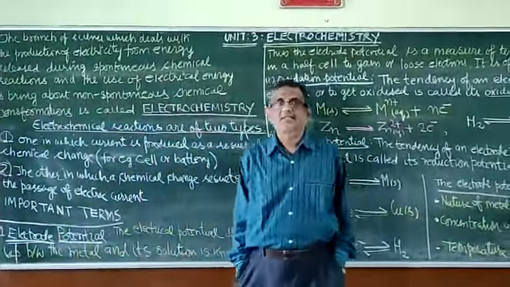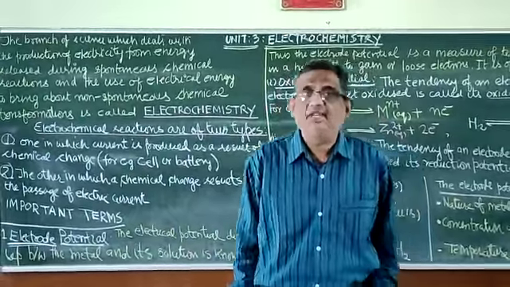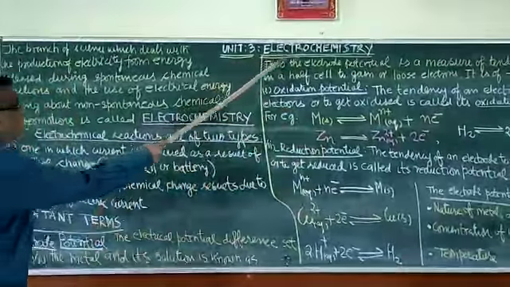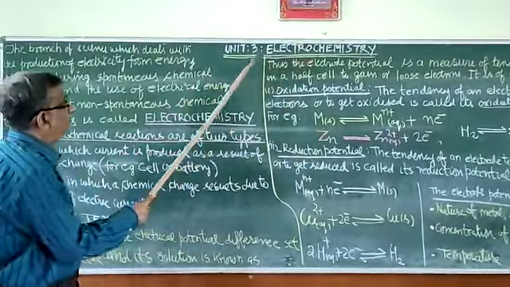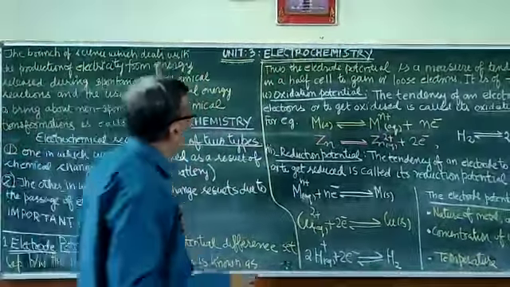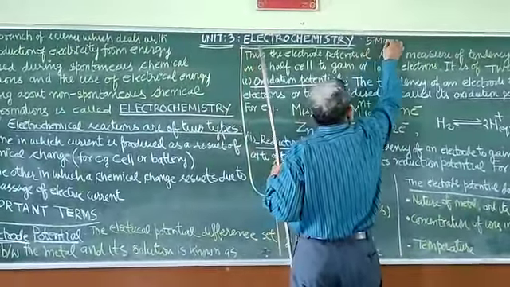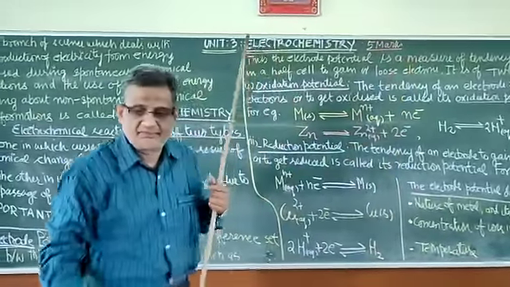Good morning, students. Let us begin today with a new chapter, that is Electrochemistry, Unit 3. It's a very important chapter and is around 4 to 5 marks in the board examination.